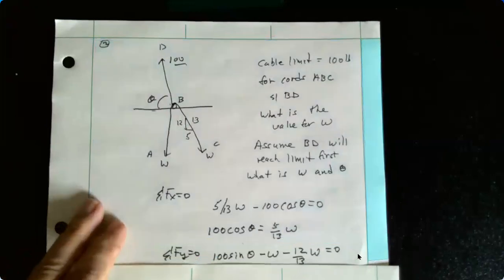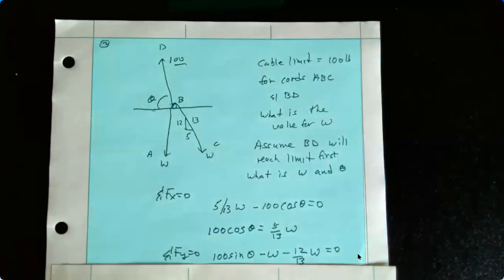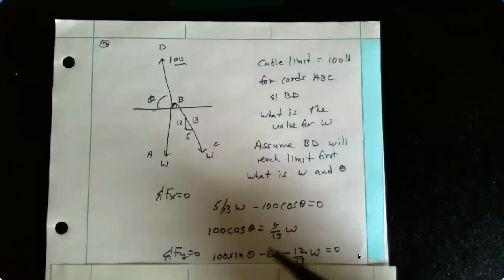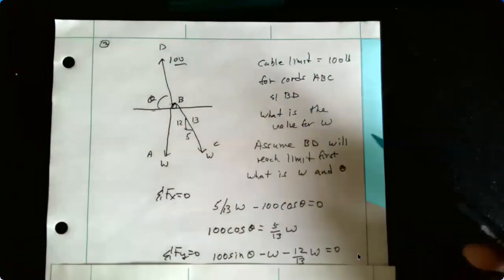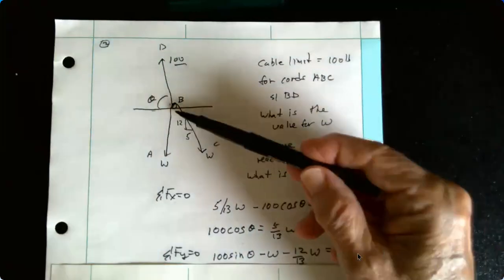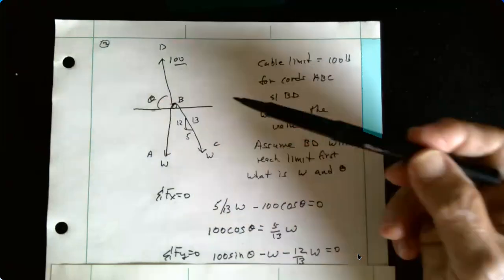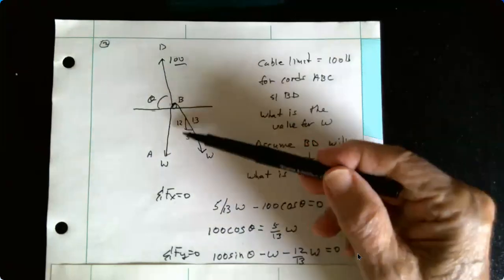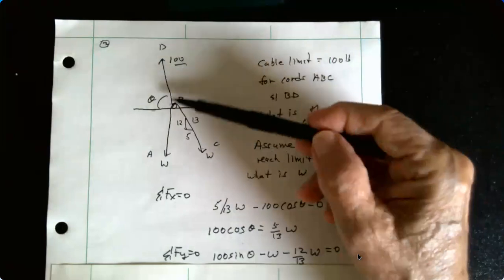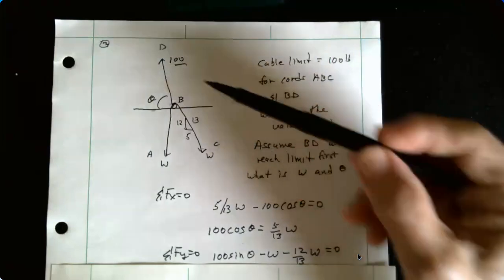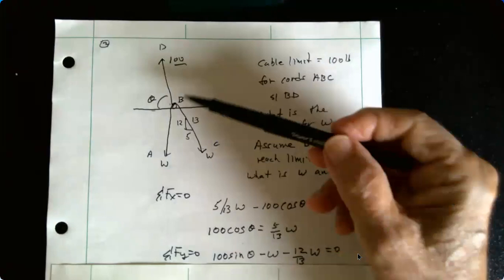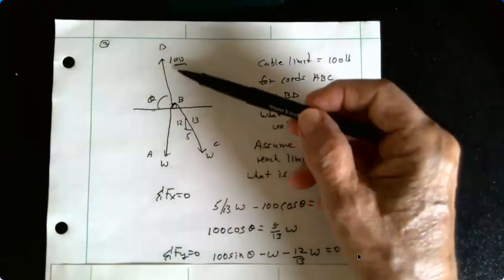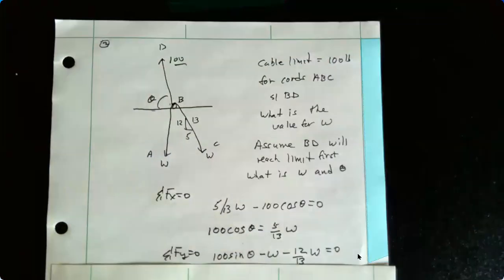Sum forces in the Y direction. Okay, for sum forces in the Y direction, we have three components. We have this vertical Y. We have the Y component on this side of the cable. And of course, we'll have a Y component on the top side over here. Okay, on the DB cable.